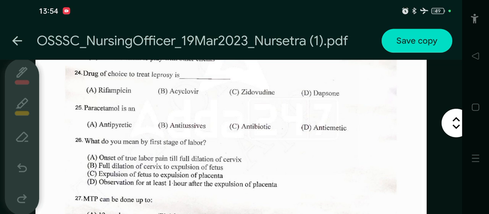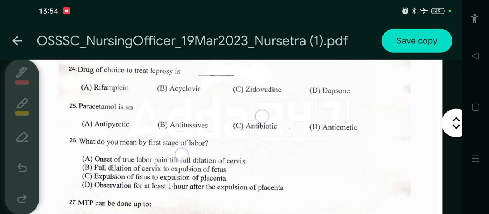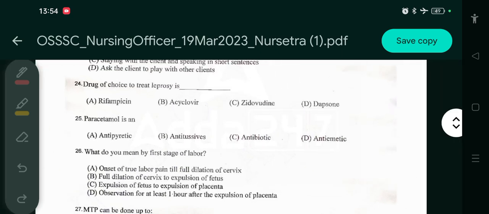Today the first question is: drug of choice to treat leprosy is option A rifampicin, option B acyclovir, option C zidovudine, and option D is dapsone. Here the correct answer is option D, according to the old guideline. But now, for leprosy, the drug of choice is MDT, multi-drug therapy, and it also has some criteria.